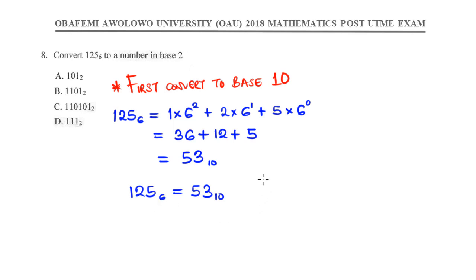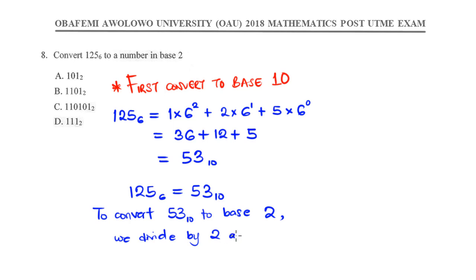We are going to achieve this by doing a division by 2 and noting all the remaining values when we are dividing 53 by 2. And then all those remainders are going to constitute what will yield the number in base 2 for us. So to convert 53 base 10 to base 2, we divide by 2 and take all the remainder values. If it is 0, then we note 0. If it is 1, we note 1. And those are the only two numbers that we can have as our remainder, either 0 or 1.